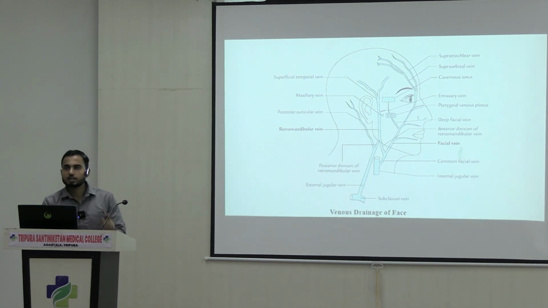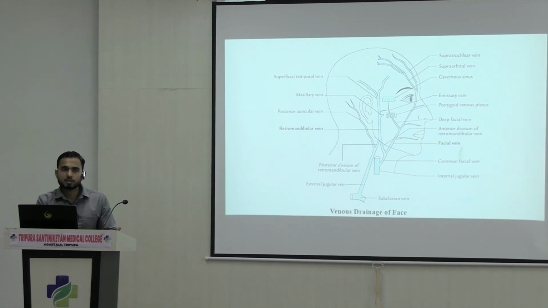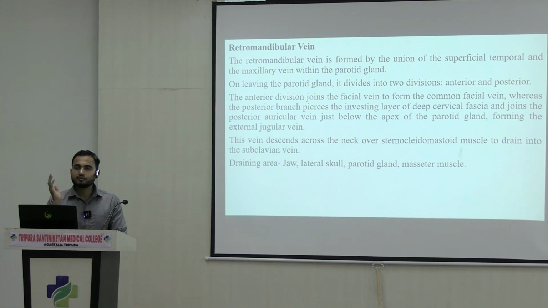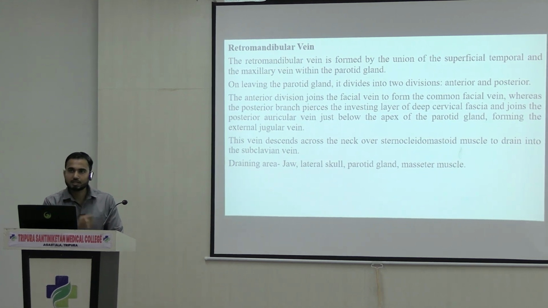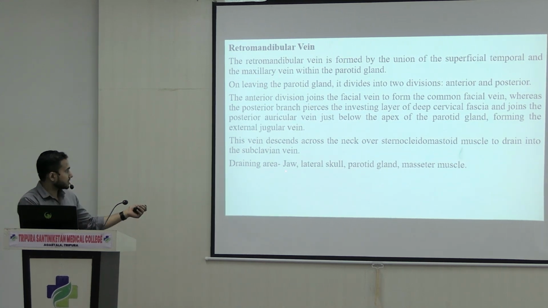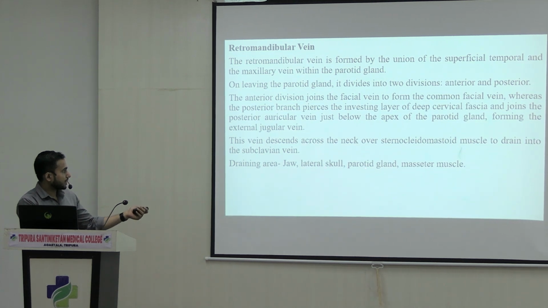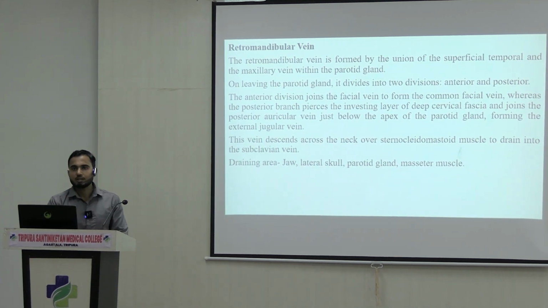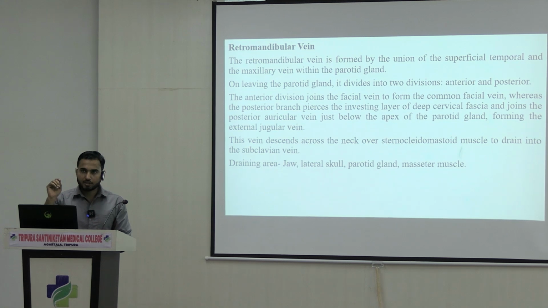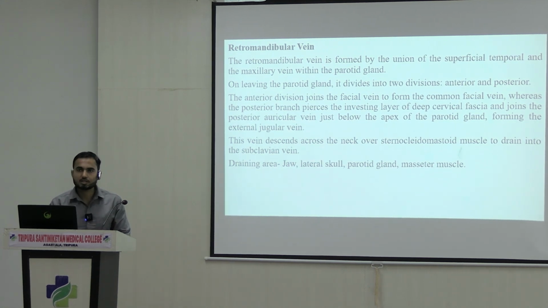Okay, so in the venous drainage of the face, please note that you have to mention the facial vein, and along with that you have to mention the retromandibular vein also. Okay, now if you see the retromandibular vein, which are the areas? Now majority of the face, as I said, is drained by the facial vein, but there are some areas which are drained by the retromandibular vein also. Now what are those areas? As you can see, both the jaws, lateral part of the skull, parotid gland, and part of the masseter muscle. These are the areas which are drained by the retromandibular vein. Okay, so every time whenever you are writing about the venous drainage, please keep that in mind.